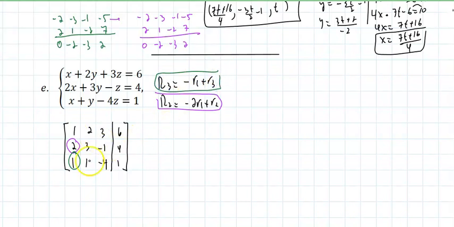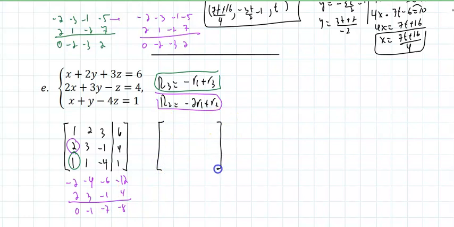So if I multiply row 1 by a negative 2, that's negative 2, negative 4, negative 6, and negative 12. Add that to row 2. If I multiply row 1 by a negative 1, that's negative 1, negative 2, negative 3, and negative 6. Add it to row 3.